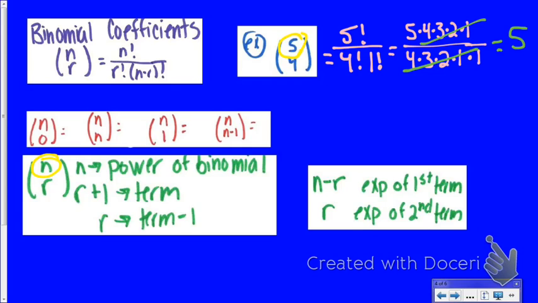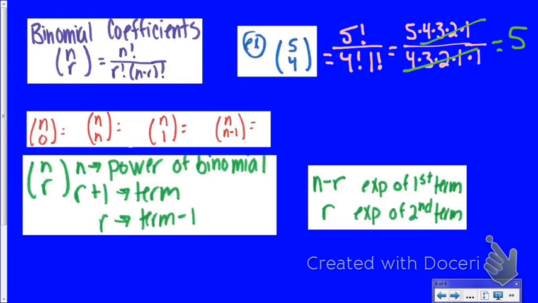What that bottom number helps us do is figure out which specific term it is. So there are going to be multiple terms, as we saw in the ones we just did. So this is r plus 1 is the term that I'm looking for. So in this case, my r is 4. That means that this would be the fifth term in some binomial raised to the fifth power. That would be the coefficient.